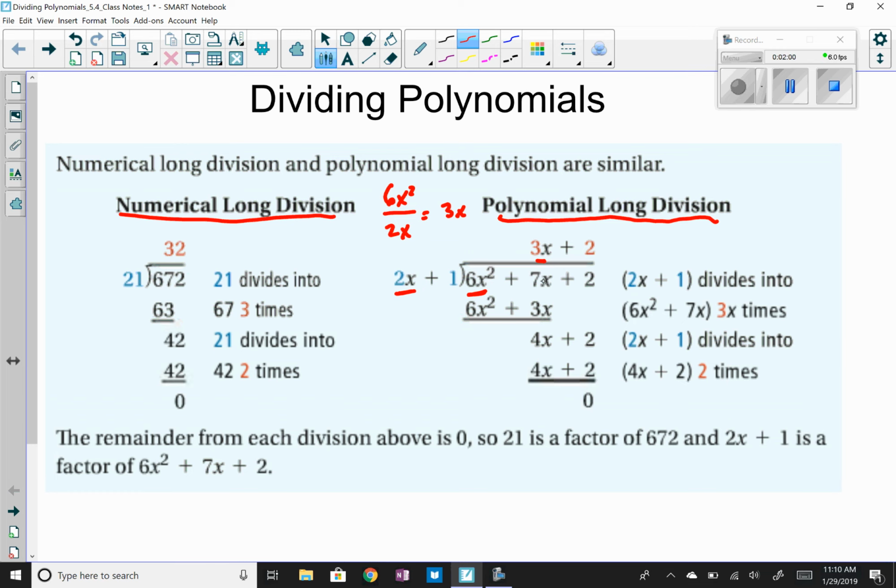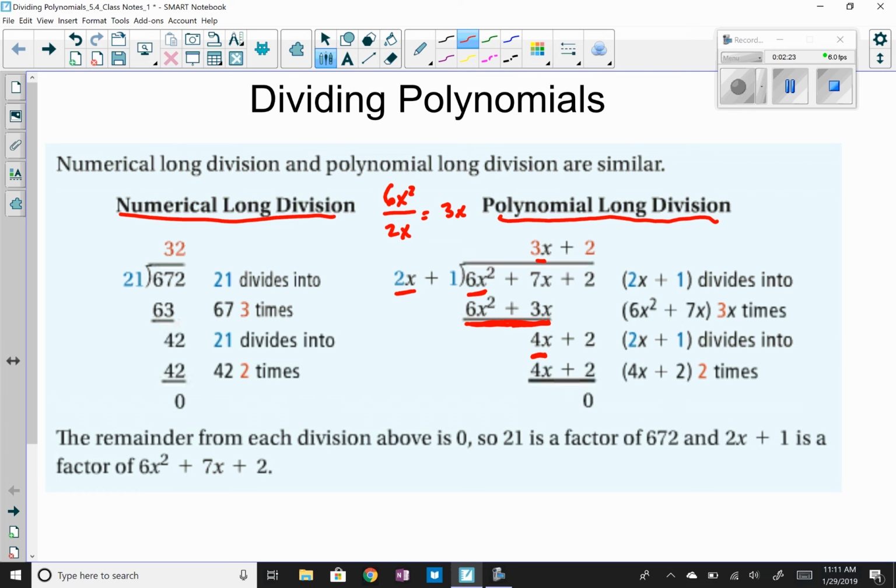Notice we do that in the x column. We distribute now the 3x to the 2x plus 1. So 3x times 2x is 6x squared. 3x times 1 is 3x. So at this point, we're ready to take a remainder. So 7x minus 3x is 4x, which is our remainder. And we start the process again.